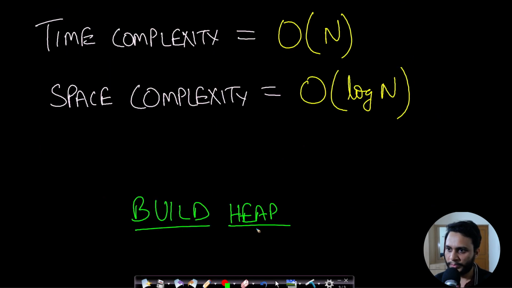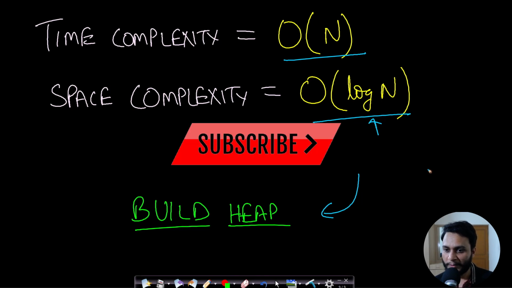So in order to build a heap, the total time complexity will be order of n, and the space complexity will range up to a maximum of order of log n. I hope you are able to understand the build heap algorithm using max heapify. You can apply min heapify in order to build a min heap. That is just a homework for you.